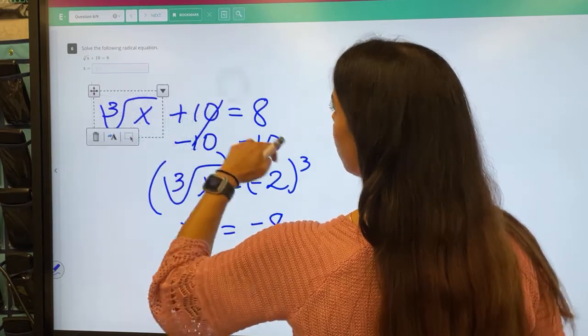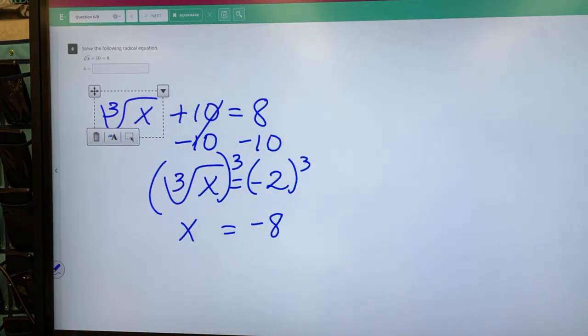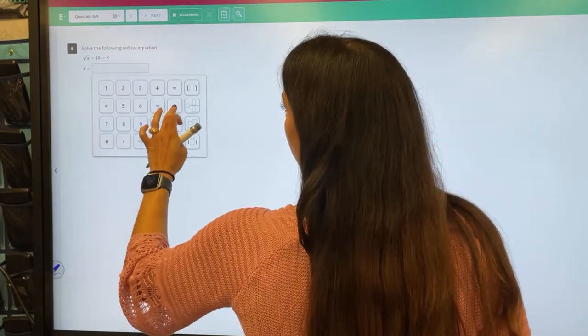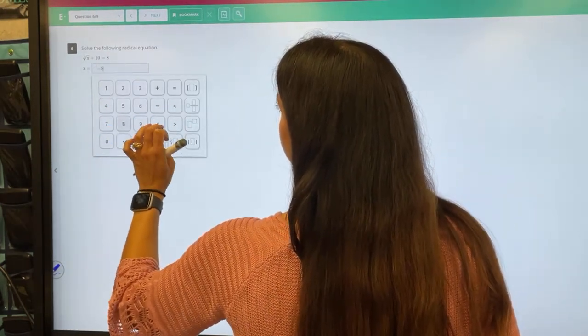Come on. I need to clear the ink first. It's being picky. There it goes. Negative 8. Next.